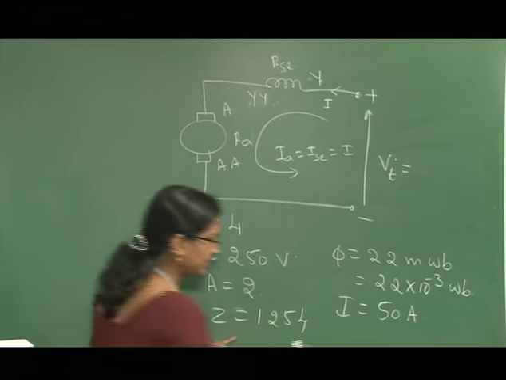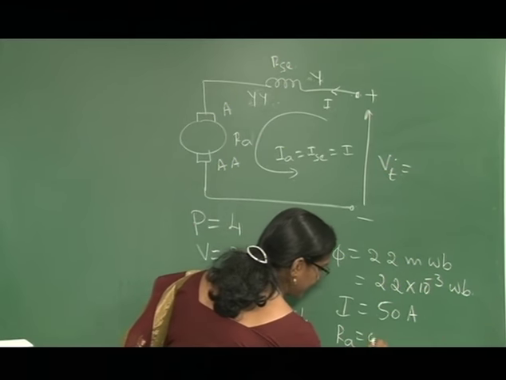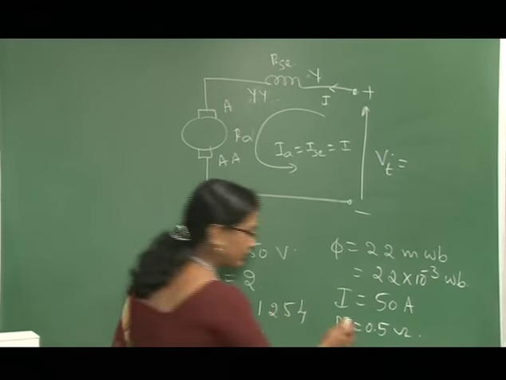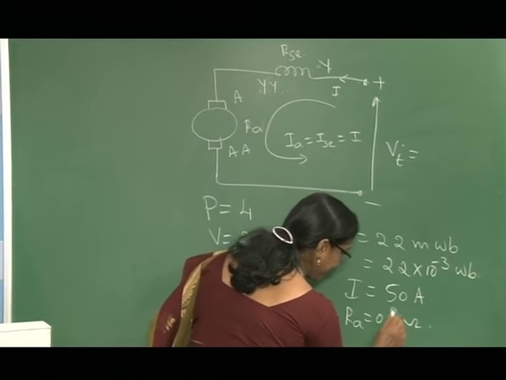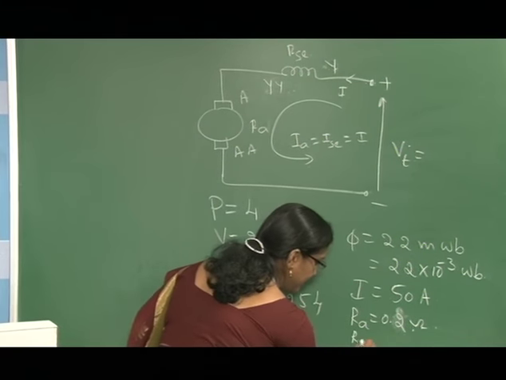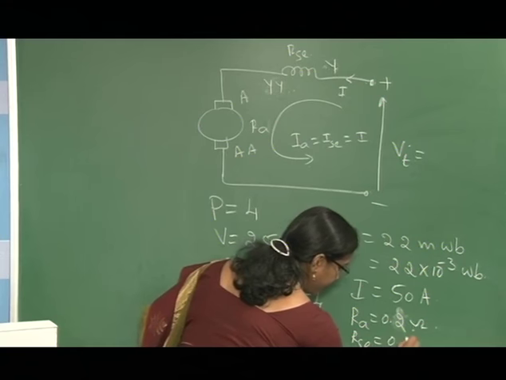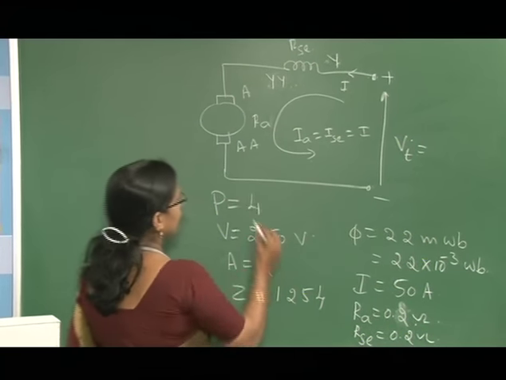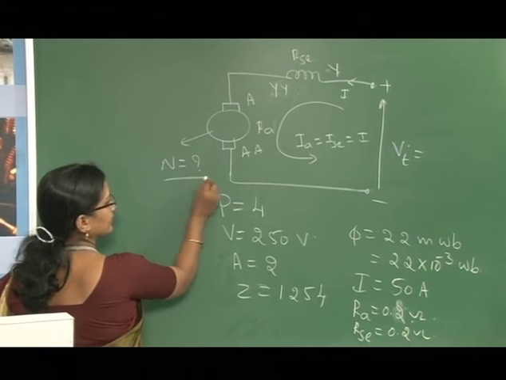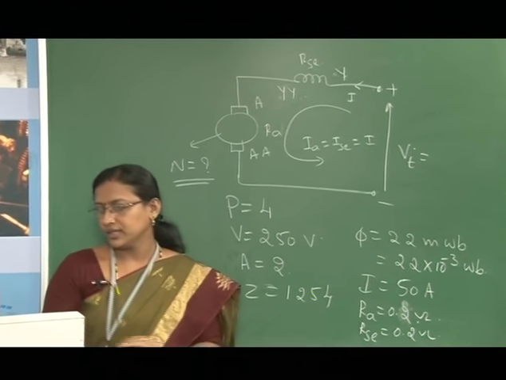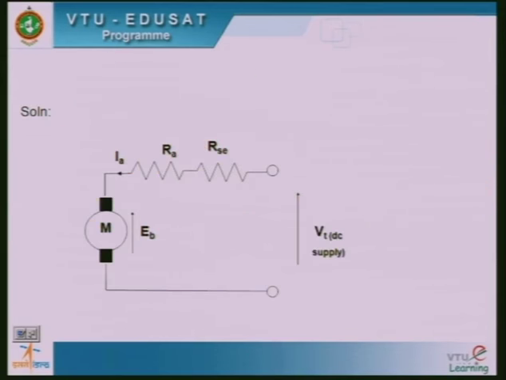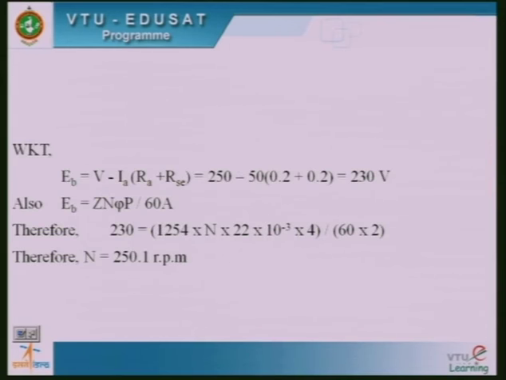motor is taking a current of 50 ampere. Armature resistance Ra is given, that is equal to 0.2 ohm armature resistance, and then the series field resistance Rse is also given as 0.2 ohm. Now, we have to calculate the speed of the armature. This is the problem definition. Now, you see how exactly we are solving this problem to get that speed.